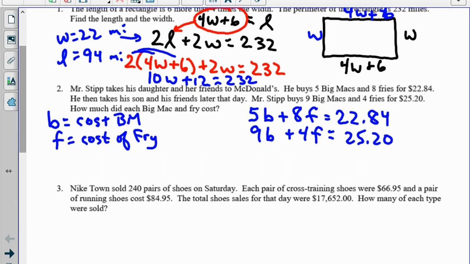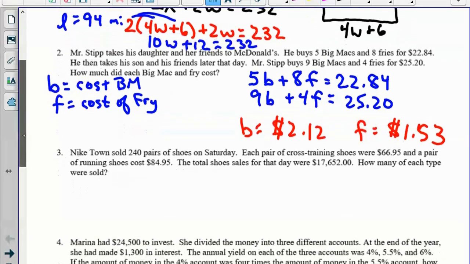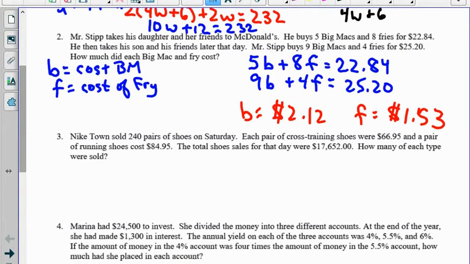I'm not going to actually solve very many of these. I'm just assuming that we've watched the 2x2 and the 3x3 videos, and that we've also learned how to solve things using augmented matrices in the calculator. So I'm just going to give you the answers. Big Macs cost $2.12 and fries cost $1.53. Obviously, those costs are not true anymore, but back in the day, they might have cost that.